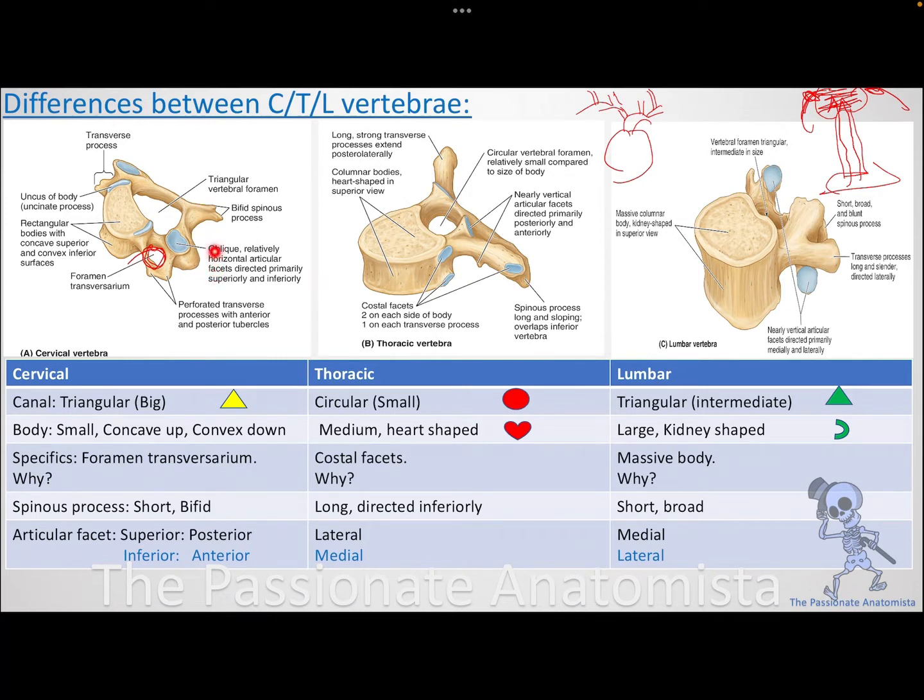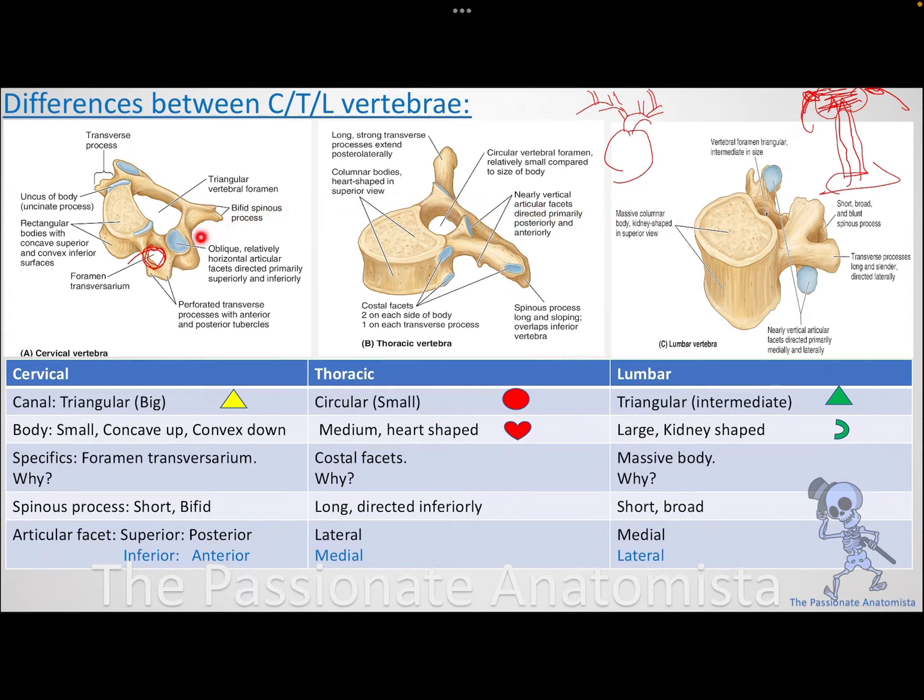Another thing that distinguishes them from the others is that we have short spinous processes. These spinous processes are short and they are going to get longer as we get to the thoracic region. And here it becomes bigger and broader. Everything is the biggest in the lumbar. Remember that. It's always broad.